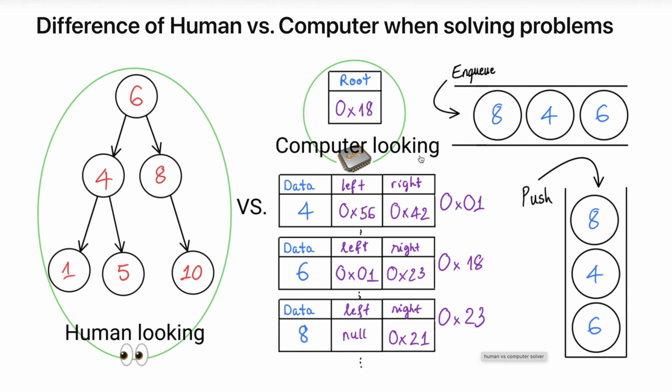When computers solve problems, for example, problem 1, print nodes layer by layers. By nature of the computer hardware, the computer CPU can only fetch and look at one data point at a time.